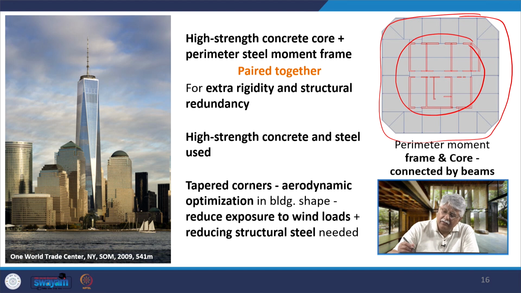Another thing is that the inner core and the perimeter steel frame are connected by these beams, and this is, like I told you last time, this helps in transferring some of the load of the core to the perimeter tube, and this also reduces the sway in the perimeter tube because of this additional gravitational load coming on it.